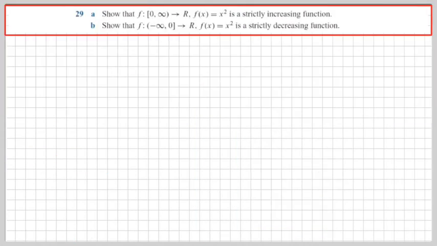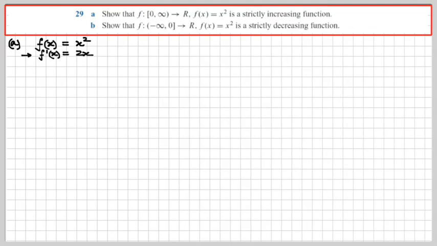This is 29. Show that, what's this? It looks like, oh yes, y equals x squared. f of x equals x squared. So show from 0 to the right, it's strictly increasing, and show from minus infinity to 0, otherwise on the left-hand side of the y-axis, up to and including 0, it's strictly decreasing. Well, it's pretty obvious when you think about that quadratic, isn't it? But we better do it and show it all properly.